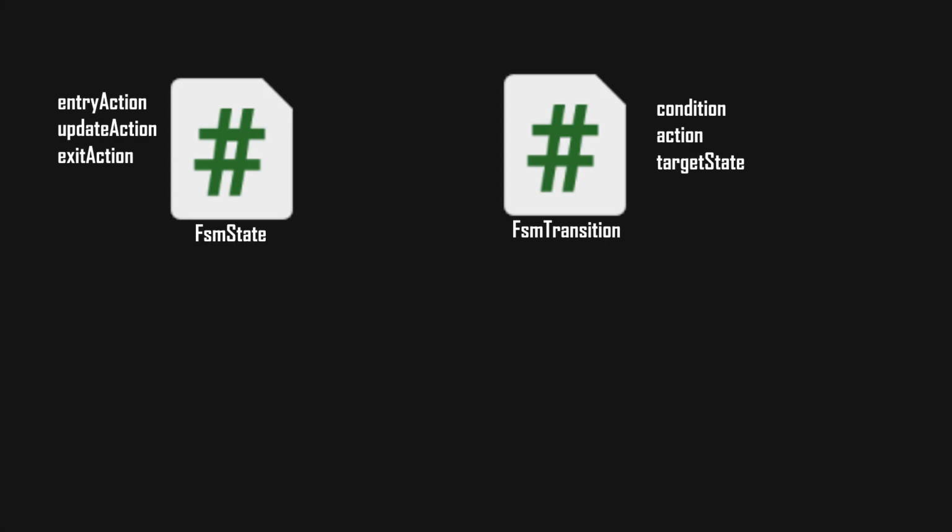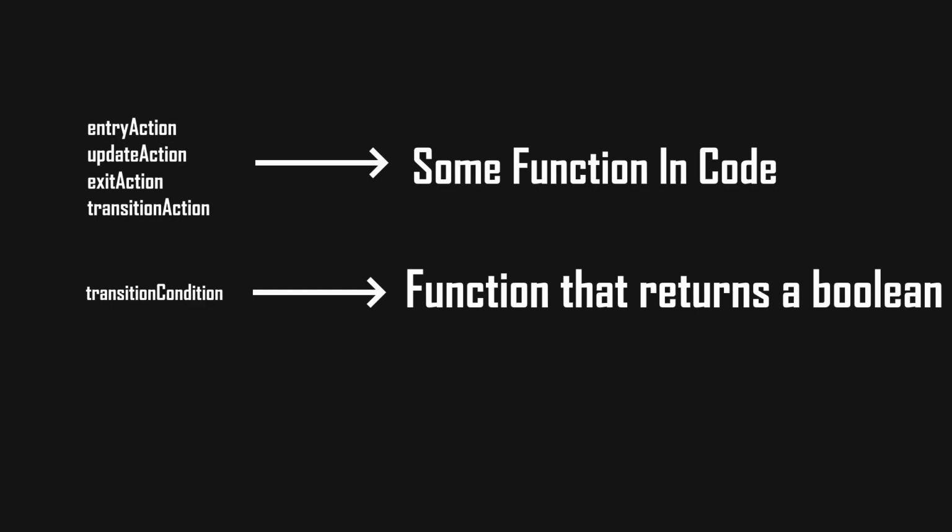So this is the method I use for implementing my finite state machines. My state is basically a class that has an entry action, an update action, and an exit action. And my transition is a class which has a transition condition, action when it's triggered, and a target state. The actions I just mentioned are references to methods or functions in your C# code, which will then be executed when needed. And the condition of the transition is a reference to a method or function which returns us a Boolean value.